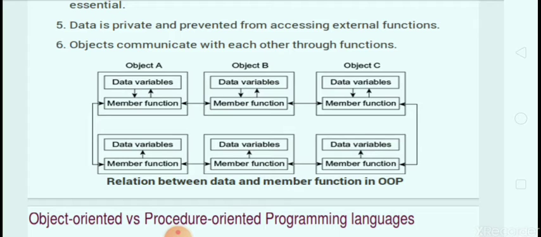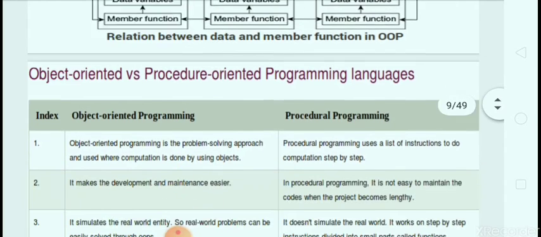So in object A, we have to declare data variables and member functions. As I told you, objects communicate with each other through functions. Means when we communicate from one object to another object, then we have to declare the member functions for both objects. By using member functions, we can communicate easily from A to B, or similarly B to C. So this is the example of the relation between data and member functions in object oriented programming.